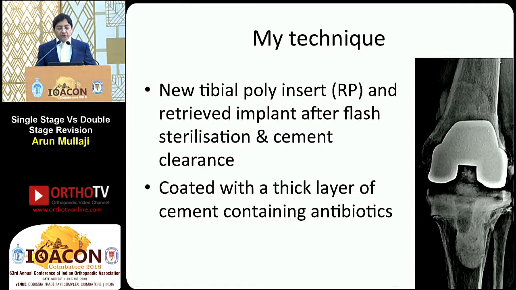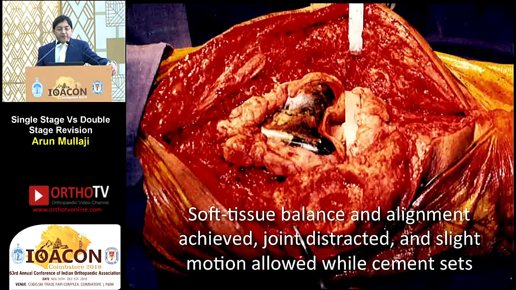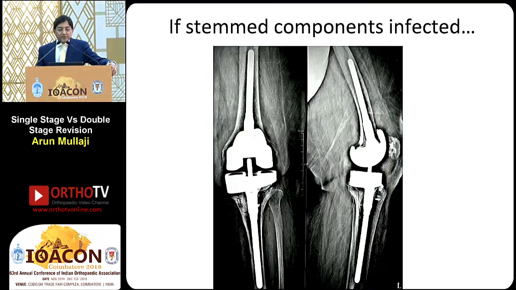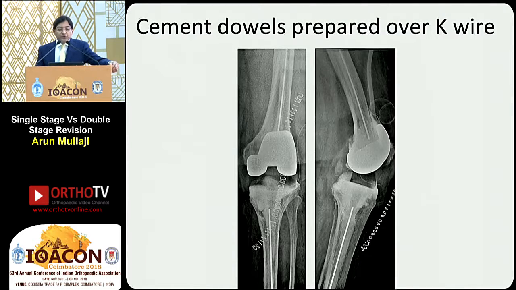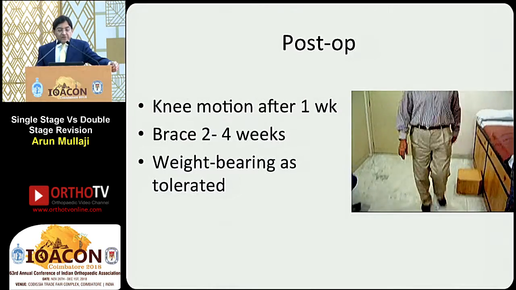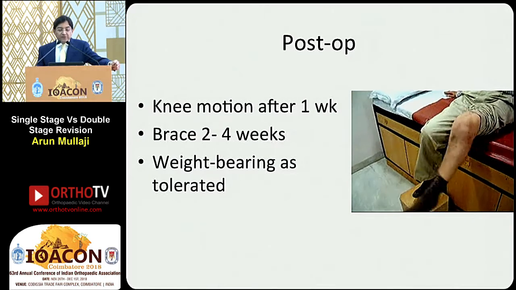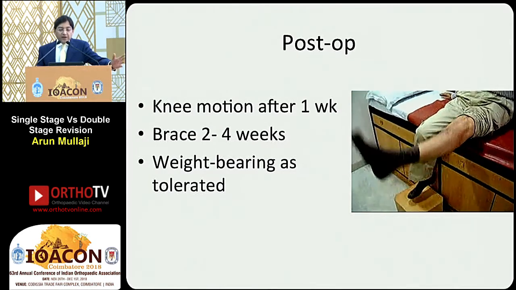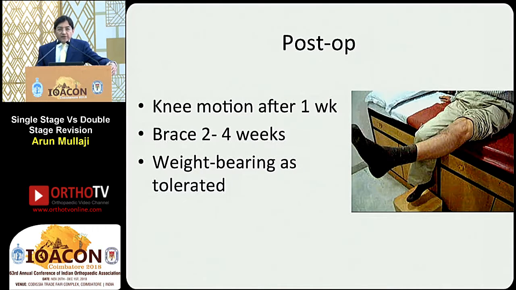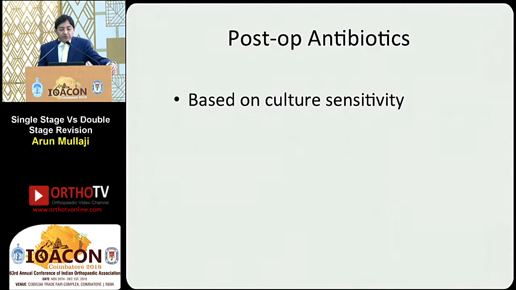So I tend to use the last method. I use a new insert along with the autoclaved femoral component coated with a thick layer of antibiotics. And then put this in. This works as a temporary spacer. If stemmed components were infected, if they were already stemmed before, then I would use cement dowels prepared over a K-wire. And this is the patient with a spacer in place. They have good movement and they can keep walking, and till their 2nd stage is done, they're pretty comfortable.